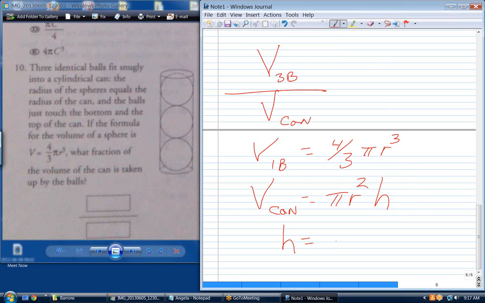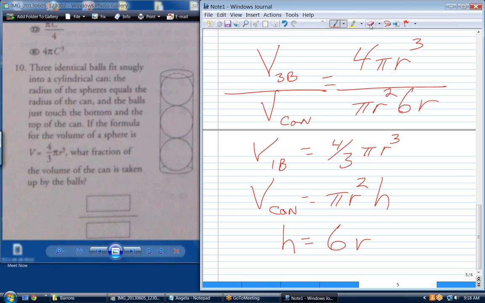I'm really having a difficult time with this one. Okay, look at this can. How many radiuses make up the height? 6. So h is equal to 6r. Now I can go back up here, and the volume of one ball is this, so the volume of 3 balls must be 4 pi r cubed. I'm going to divide it by the volume of the can, which is pi r squared times h, which is 6r.